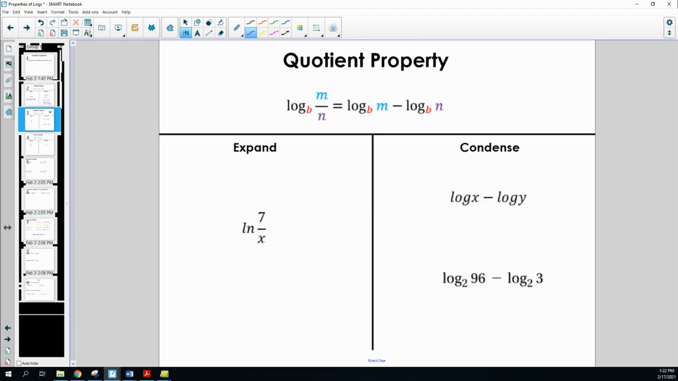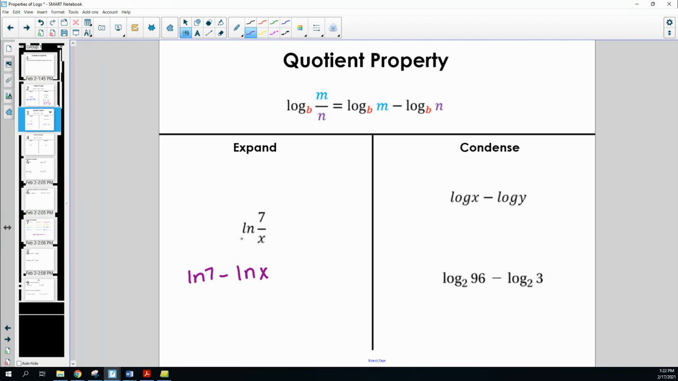The second property is the quotient property. If we have division, that's going to go hand in hand with subtraction. If I have a log of m divided by n, I can break it up into the log of m minus the log of n, and again, the bases would be the same. Let's look at this expansion problem. We have the ln, which is our natural log, of 7 over x. So we're going to have the ln of 7 minus the ln of x, because we're dividing 7 and x, so we subtract.